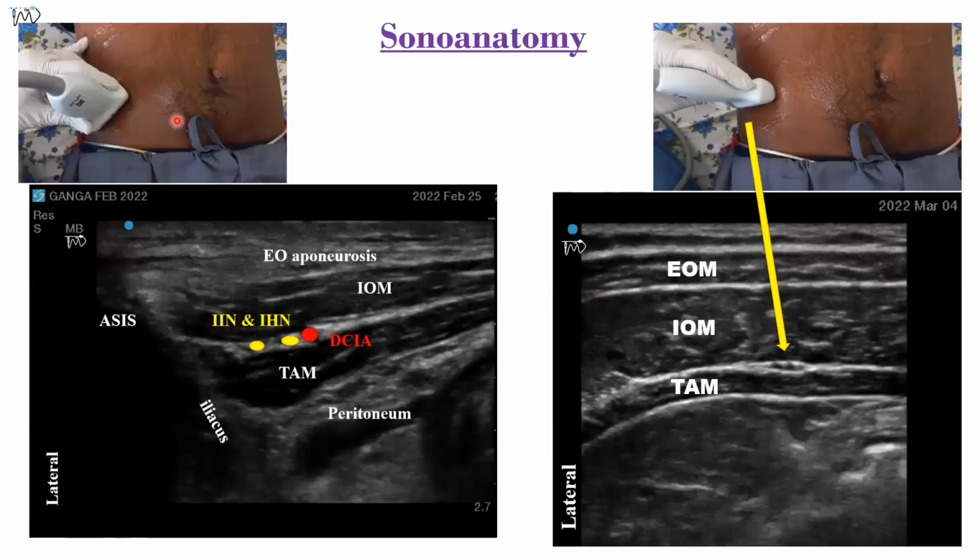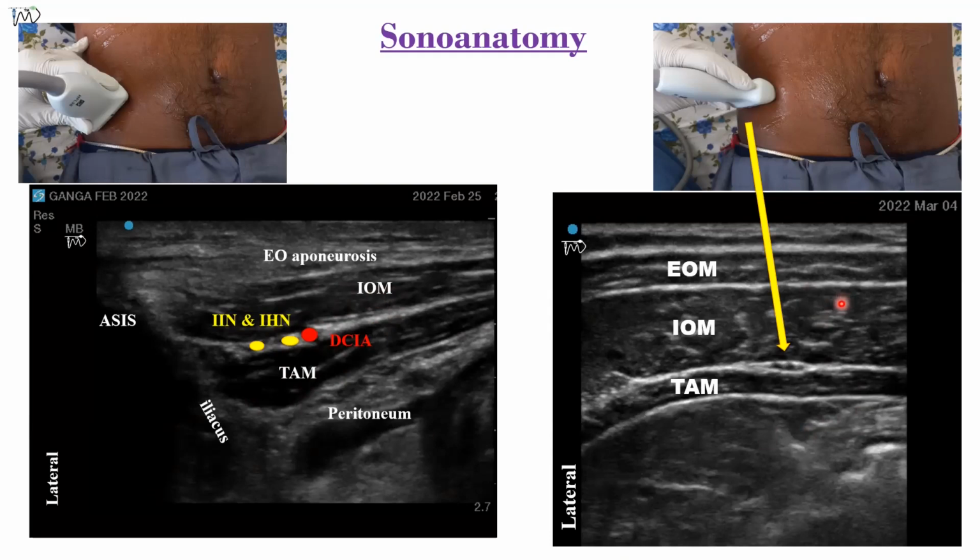In the first approach, the probe is placed medial to the anterior superior iliac spine along the spino-umbilical line and or just cephalad to it. Three abdominal muscles, external oblique aponeurosis, internal oblique muscle, and the transversus abdominis muscle can be identified. The nerves and the vessel lie in a fascial split between the internal oblique and the transversus abdominis muscle.